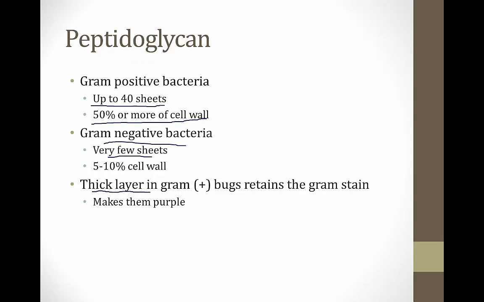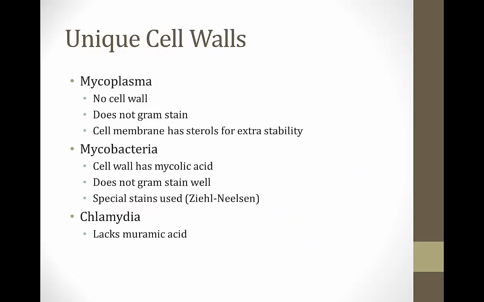And it's this thick layer of peptidoglycan sheets in the gram-positive bugs that allows them to retain the gram stain. This is what makes them purple. And this is a very high-yield concept for you to know, especially for Step 1. The majority of bacteria that cause infections in humans are either gram-positive or gram-negative bacteria, but there are a couple of bacteria that have unique cell walls that you should know about.